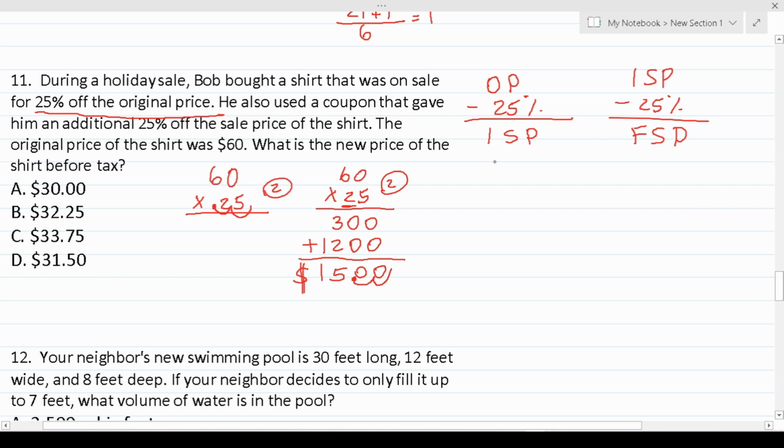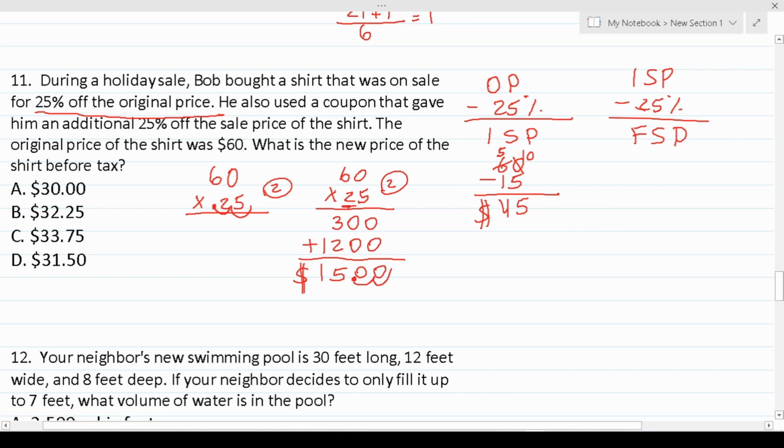So to figure out what that first sale price is, we're going to do 60 minus 15. 0 minus 5 we can't do, so we have to borrow. This becomes 5. This becomes 10. 10 minus 5 is 5. 5 minus 1 is 4. So the first sale price after this first discount of 25% is applied is $45. Now we're going to take $45, which is this first sale price, and subtract out the other discount of 25%.